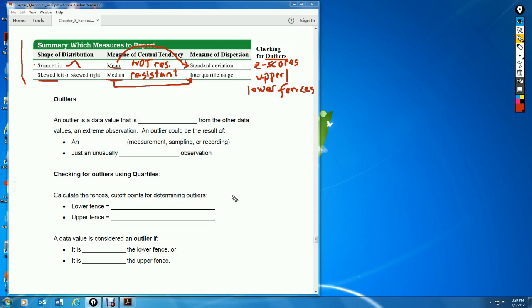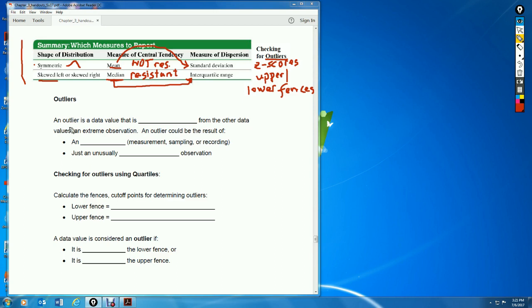So again, a key point is that the mean and the standard deviation are not resistant measures. They can be highly affected by extreme values. In general, if your distribution is very symmetric, go ahead and use the mean and standard deviation. You don't have extreme values, and you don't have an extreme skew. If you have an extreme skew and some very extreme values, then you're going to want to use the median and the IQR, okay? Because they are resistant to those extreme values.